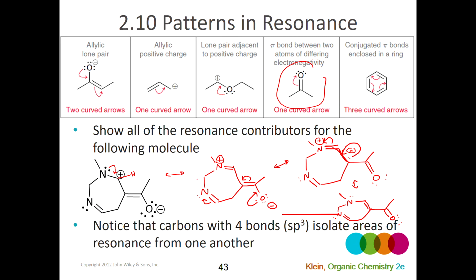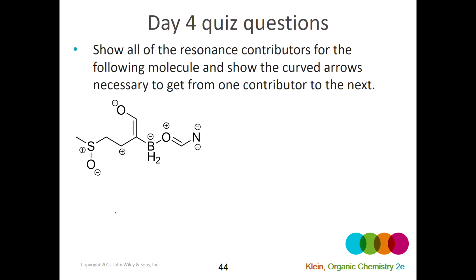Notice that areas where I've got sp3 hybridized carbons separate areas of resonance from other areas. So here, anytime I've got a 4-bonded carbon, resonance can never extend over that atom. So that's also another reason why it's helpful to draw the hydrogens in on atoms where that's the case. So that was a pretty complicated example, and so is the example, the last quiz question. So we'll just finish this off here.